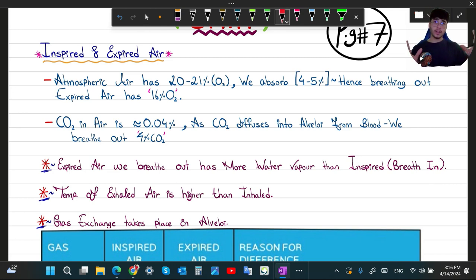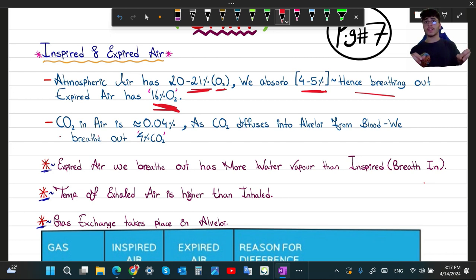So atmospheric air in general has 20 to 21% oxygen, but we absorb 4 to 5%, hence breathing out, expired air has 16% oxygen. So in the atmosphere we have about 20 to 21%. We as humans are absorbing 4 to 5%. This means we leave 16% oxygen in our expired air.